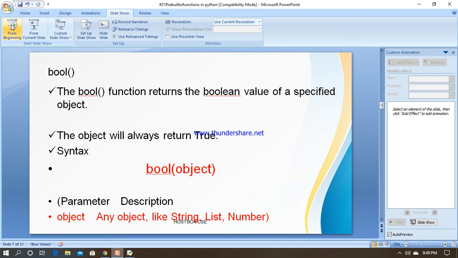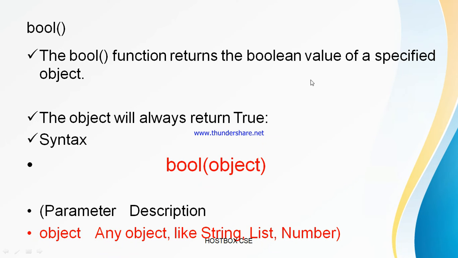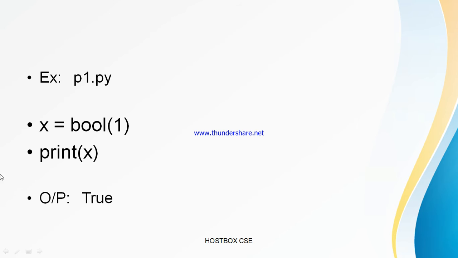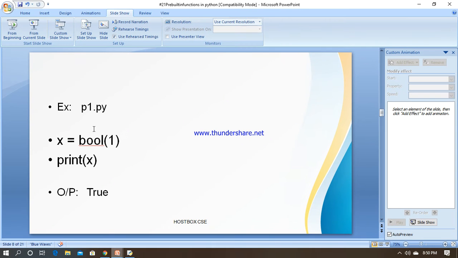Next, bool is there, which returns the boolean value of a specified object. The syntax is bool(object). In the parameter description, the object is any object, like a string, list, number or anything. Let's go for an example here. Assume we have a program called p1.py, where I type x equal to bool(1) and print(x).